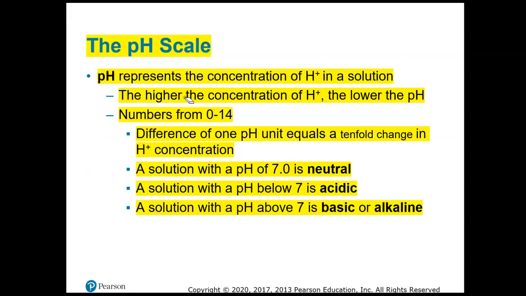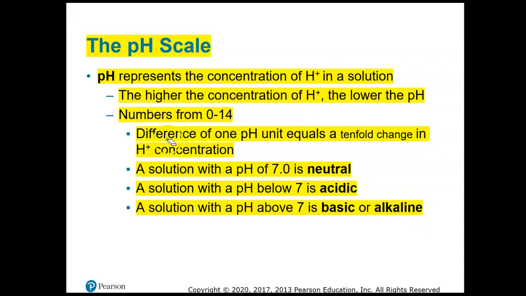The pH scale represents the concentration of hydrogen ions in a solution. So the more hydrogen ions there are, the lower the pH is. The higher the hydrogen ion concentration, the lower the pH. So also, when the pH is below 7, we call that an acid. When the pH is above 7, we call that basic or alkaline. And when it is 7, we call that neutral.